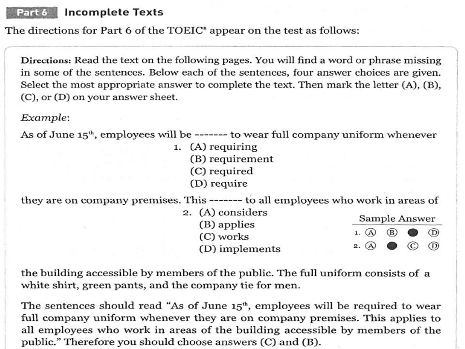Examples are here. As of June 15th, employees will be required to wear full company uniform whenever they are on company premises. This applies to all employees who work in areas of the building accessible by members of the public. The full uniform consists of a white shirt, green pants, and the company tie for men.